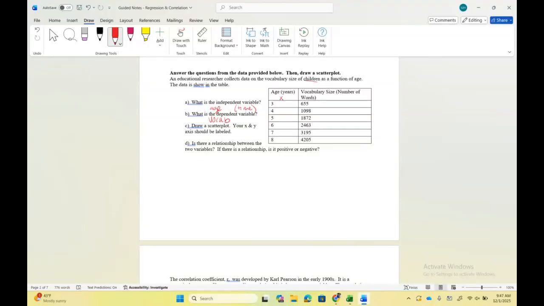All right, we're going to draw a scatter plot. So down here, I'm going to put the age, and up here, I'm going to put the vocabulary. So we've got 3, 4, 5, 6, 7, and 8. All right, going up and down, I need to get to 4,200. My smallest is 600. I'm going to count this off by 500s. Whoops, there's 1,000. So 1,500.